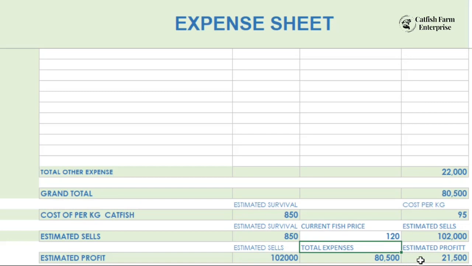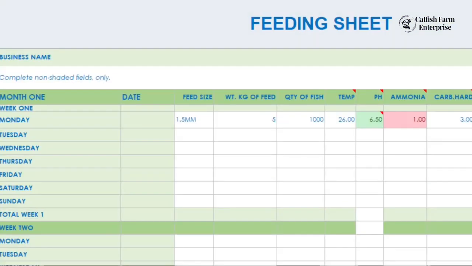Then we'll move on. Like I said, you have January to December and also an extra 2 months for you to do all the monthly recording. Then we'll move to the next one, which is the feeding sheet. You can also call it the feeding tracker. The feeding tracker gives us the daily routine that goes on at the farm. What happens at the farm daily?